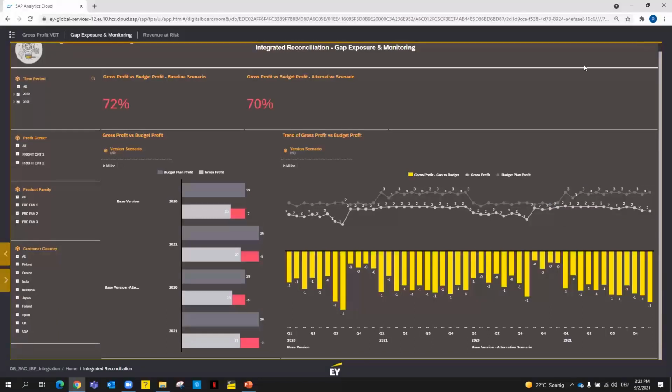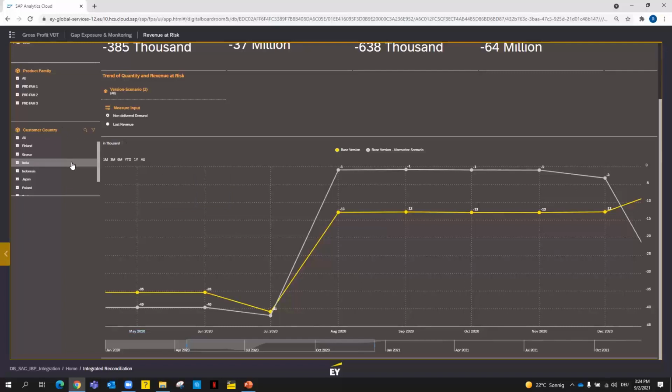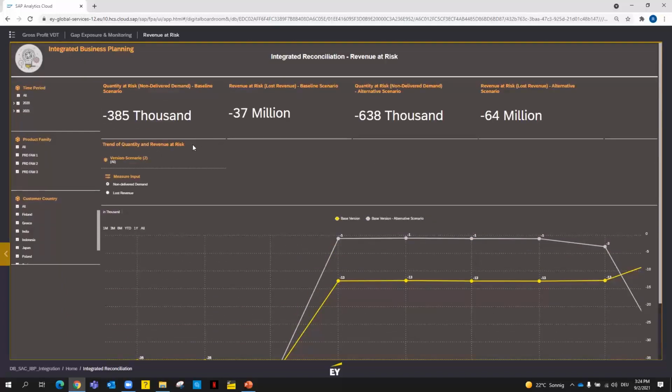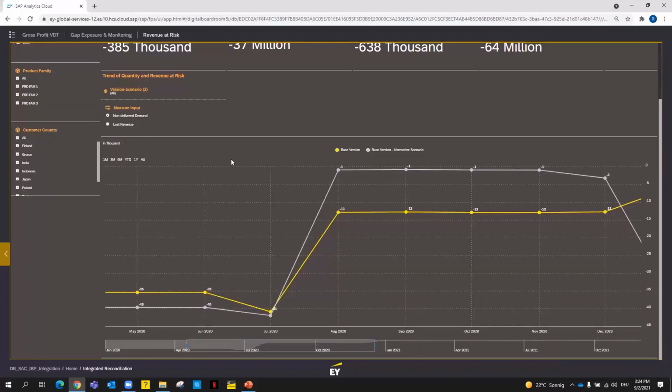Gross profit planning is very often discussed in terms of the value of the gap between actuals and the plan compared to the budget. It's very important to have analytical capabilities which support you with that type of insight. What are the missing pieces, I would say, or leakages from the revenue perspective? So what is the revenue at risk, right?